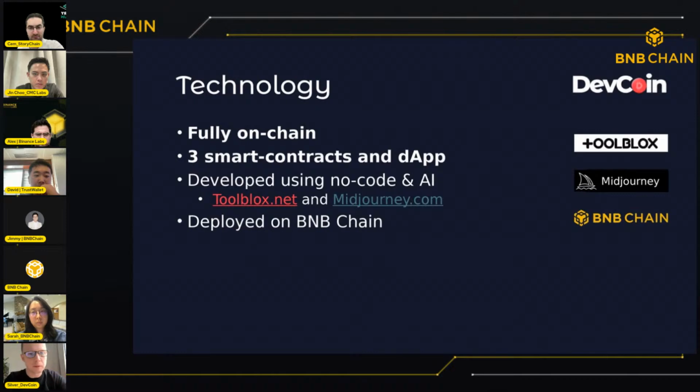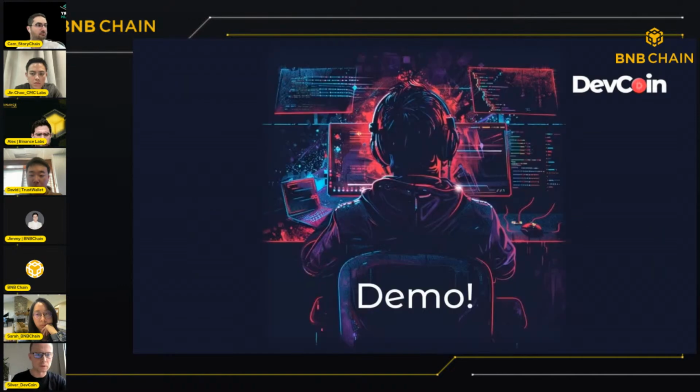A little bit about the technology. It's a fully on-chain network, so all behavior and execution happens with smart contracts. Right now there are 3 smart contracts, and a dapp to tie it all together. One of the smart contracts is an ERC20 token called Dev. It's the native token of the network. It was developed using no code and AI, toolblocks.net and midjourney.com, and deployed to BNB Chain, of course. So I'll do a demo.